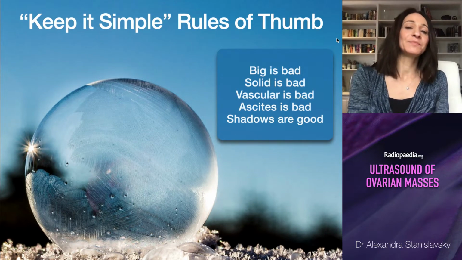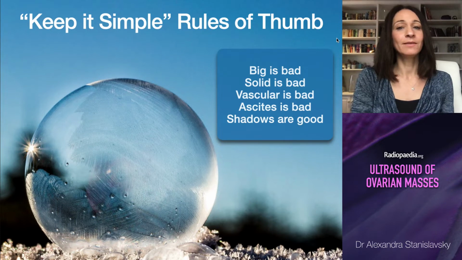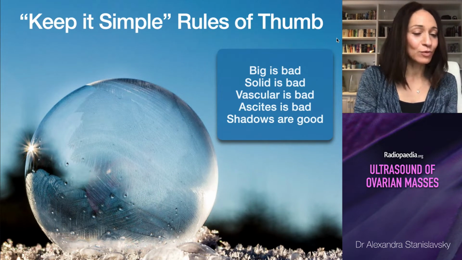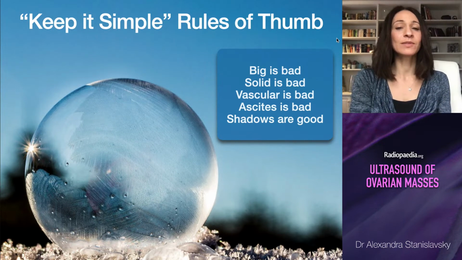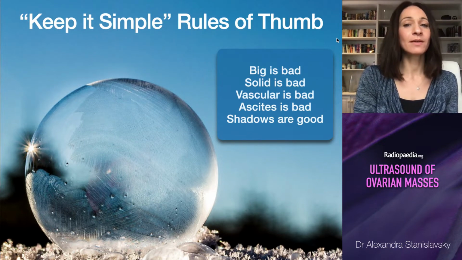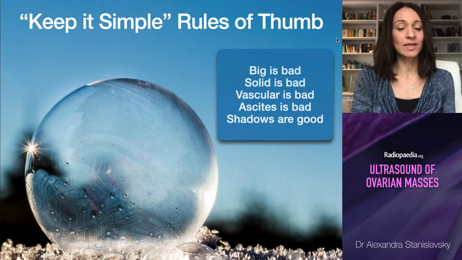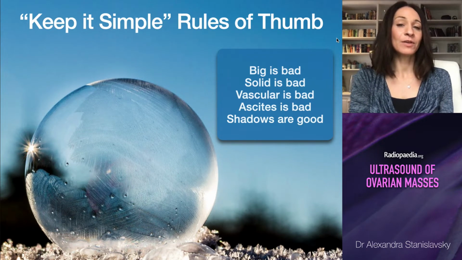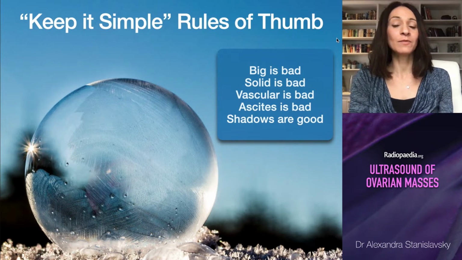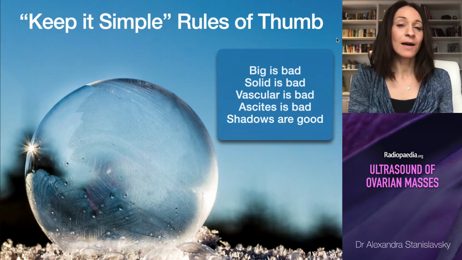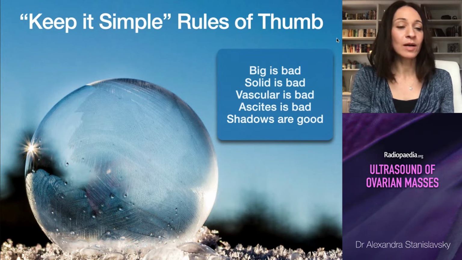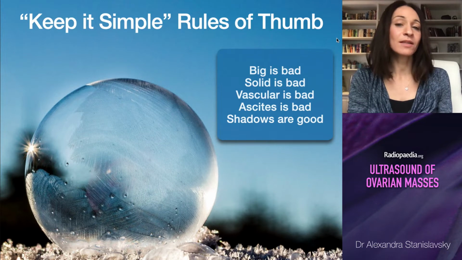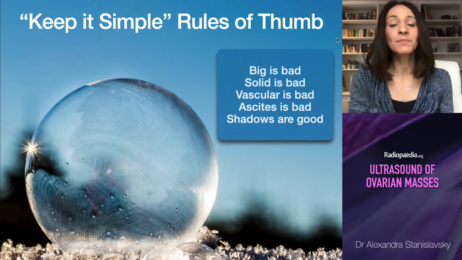And here they are. So firstly, big is bad, and this being rules of thumb, this is not always the case. Some big tumours are in fact benign. For example, cystadenomas, and particularly mucinous cystadenomas, can get very big slowly before they're diagnosed. But in general, the larger the tumours are, really the more suspicious they become.